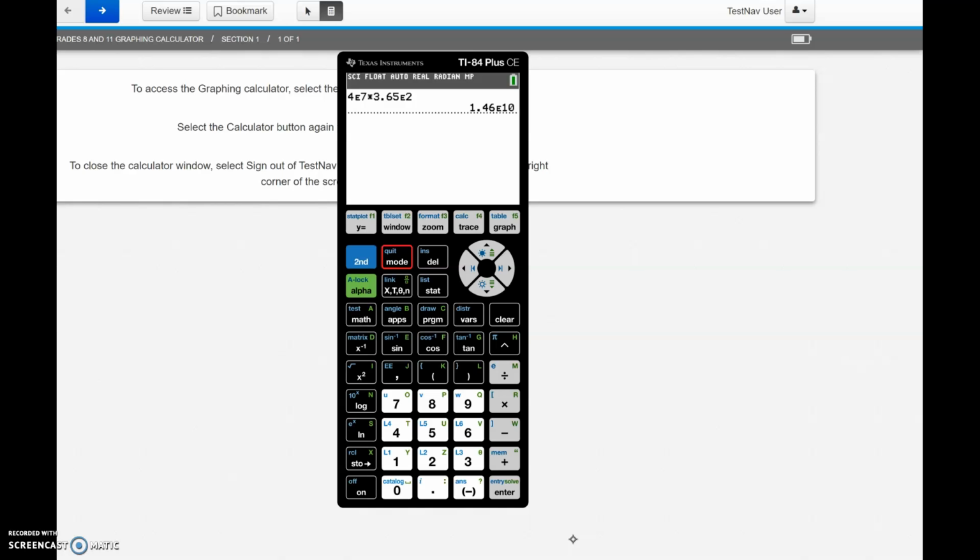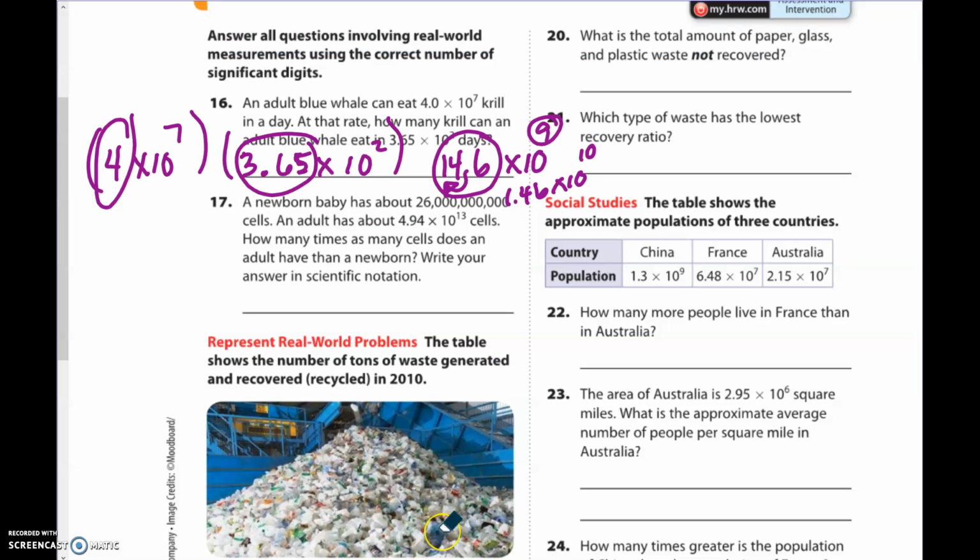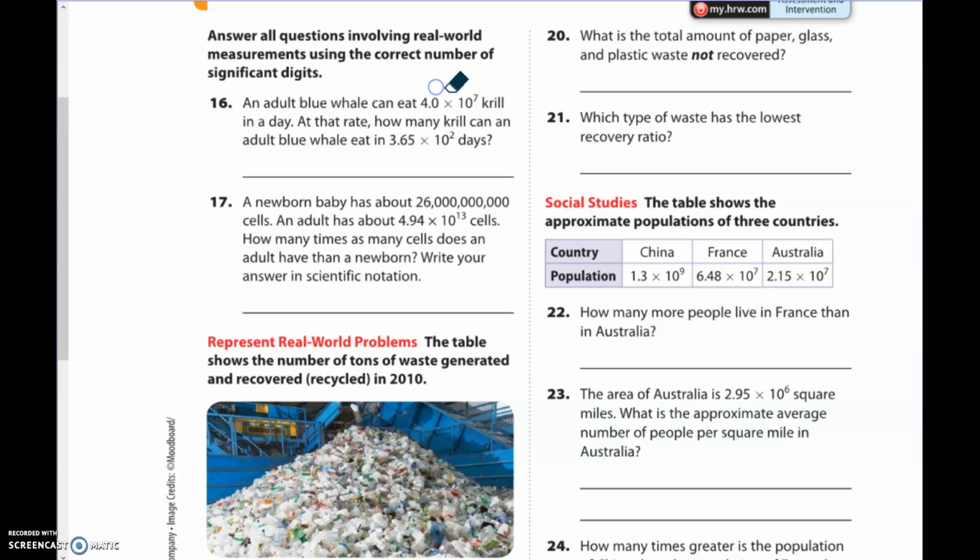Okay, so let's go back and try another problem here from our homework. All right, the next problem here was, let's see, 17. So a newborn baby has about, really big number there. I'm going to just erase this writing here so it's out of our way. Cells. An adult has about 4.93 times 10 to the 13. About how many times more does an adult have than a newborn? So how many more? We're going to take that bigger number there.